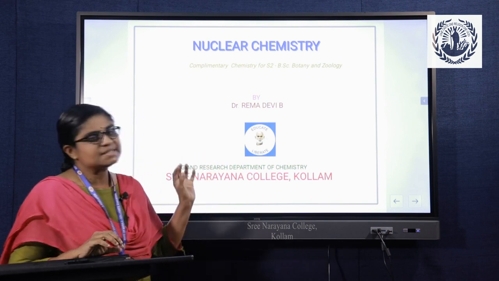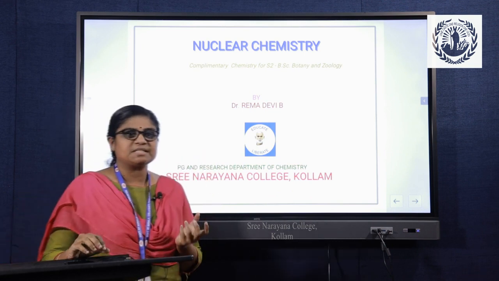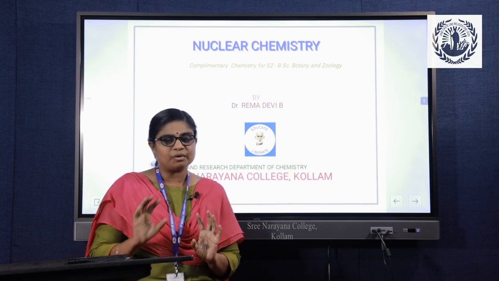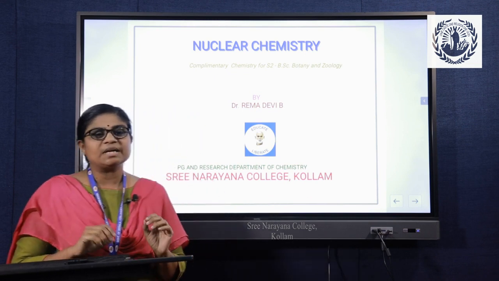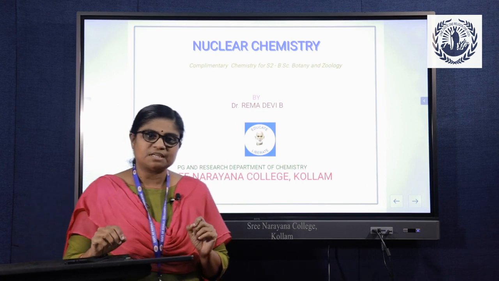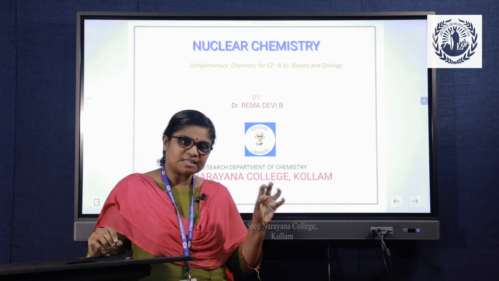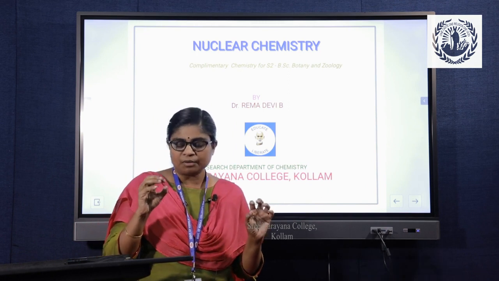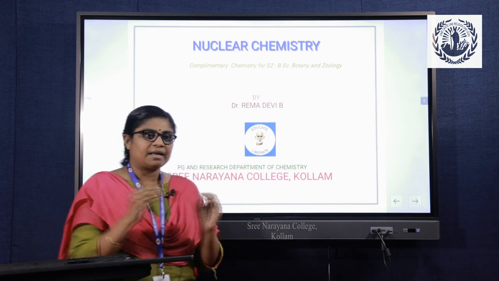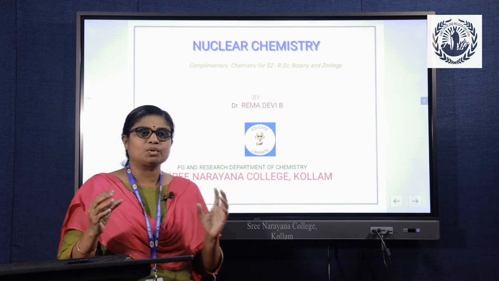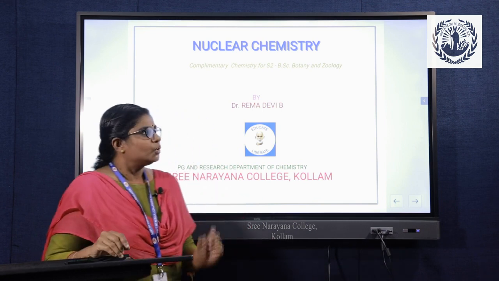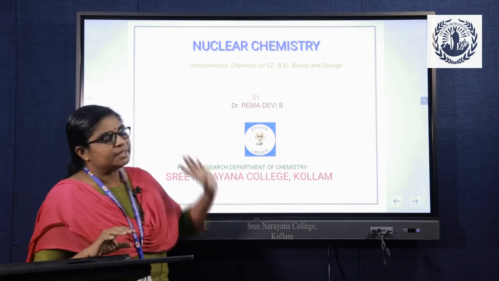So the nucleus is having positive charge, plus charge, and outside the nucleus there are electrons revolving around it, and we all know that electrons are having negative charge. So the positive charge inside the nucleus and the negative charge of the outside electrons cancel each other, so the atom as a whole is neutral. So this topic is based on nuclear chemistry.